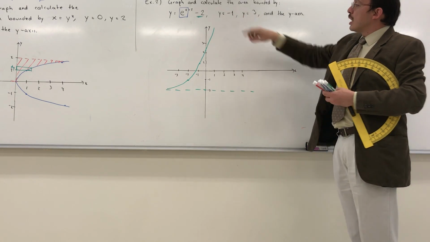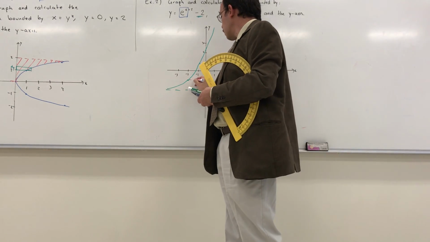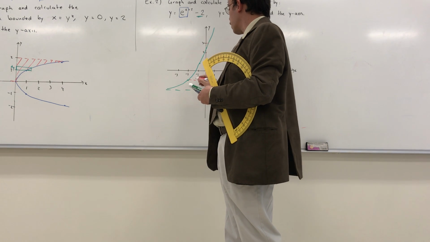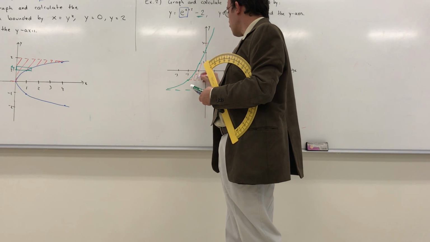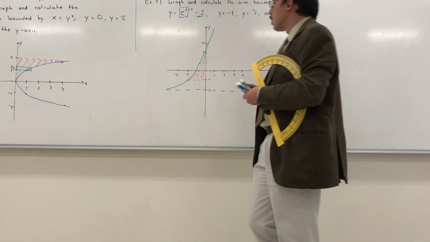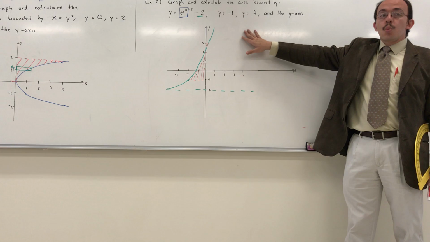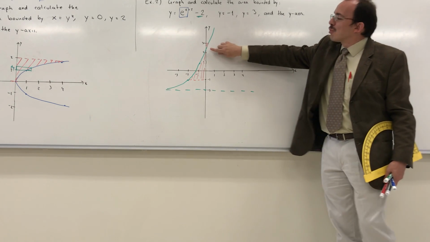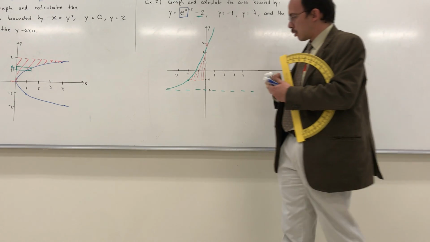So, between minus 1 and 3. So, area here and area there. Okay? Does the graph cross? Well, we'll see. We need to check that.